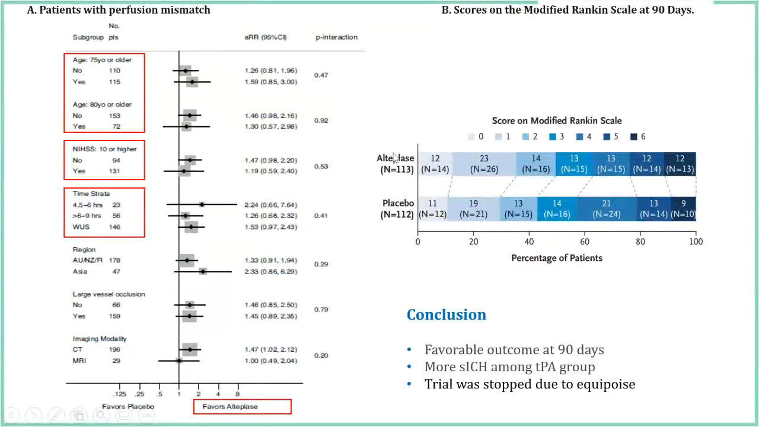As we can see in figure B, the number of patients who were able to achieve the modified Rankin scale of 0 to 1 at 90 days was much larger in the alteplase group. So this study concluded a favorable outcome of the alteplase, guided by the CTP imaging techniques with the guided parameters, had a favorable outcome with alteplase at 90 days. However, there were more symptomatic intracranial hemorrhages. This trial was stopped due to the EPICOS.